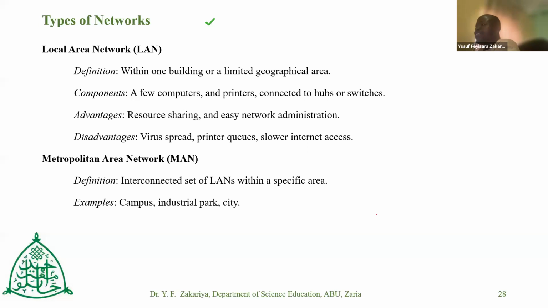And the metropolitan area network is a bit wider in scope compared to the LAN, in the sense that it requires more connectivity. For instance, we have the ABU intranet, and I think we're going to talk about intranet later this morning. Only if you are on ABU campus can you use that particular facility. As soon as you leave ABU campus, you cannot use the ABU internet again. That kind of system is what we call intranet, and it is within a campus. It is a metropolitan area network.